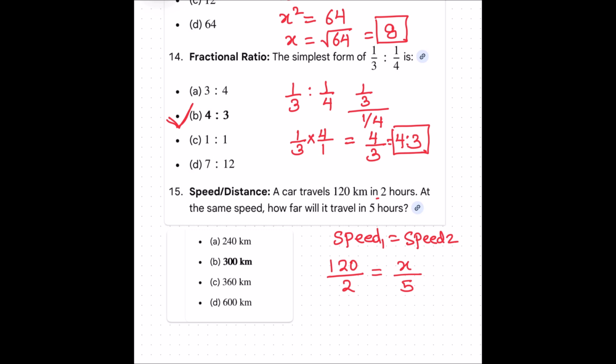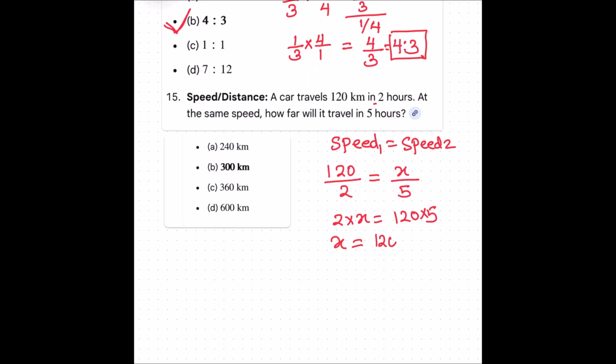Let's solve it by cross multiplication. This will be 2 times x equals 120 times 5, or x will be equal to 120 times 5 divided by 2. 120 divided by 2 is 60. So 60 times 5, which is 300. So distance 2 will be 300 kilometer, which is option B.